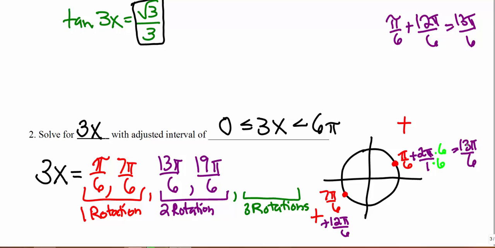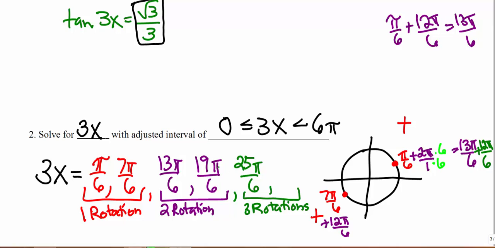So we're going to take the second rotation angles, and we are going to find a coterminal angle to those. We're going to add 2 pi, which with a common denominator, we're going to add 12 pi over 6. So 13 pi over 6 plus 12 pi over 6 gives us the third rotation angle. We get 25 pi divided by 6.